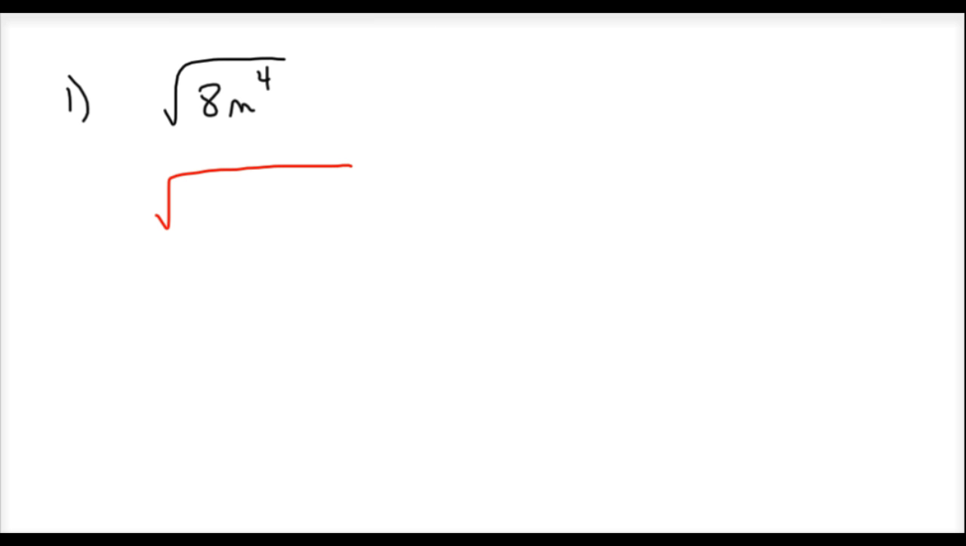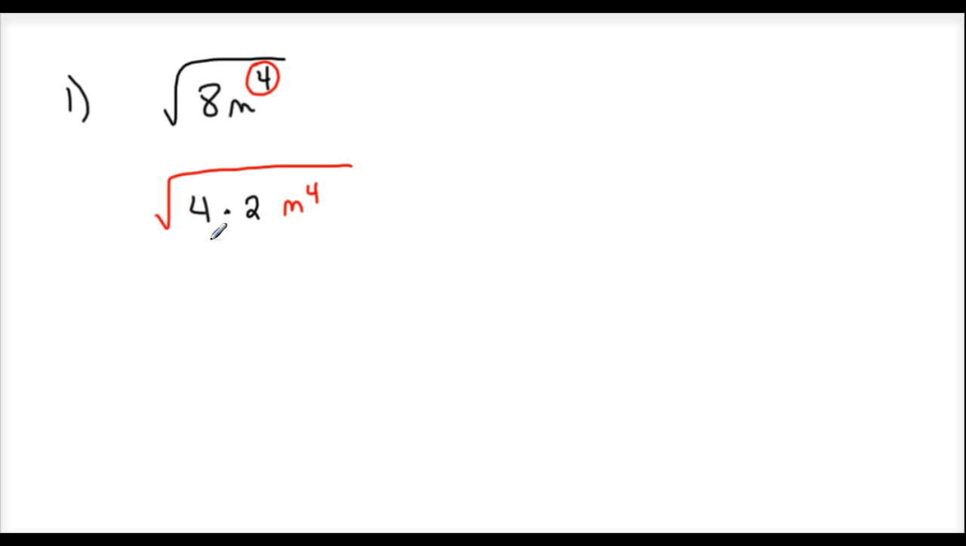All right. So what two factors multiply to 8, one being a perfect square? Yeah, this one's nice and easy. So I got 4 times 2. Now notice I didn't take the square root of anything yet. All I'm doing is prepping it. M to the fourth. If my variable has an even exponent, leave it alone. It's just the way I want it. I want it to be even.